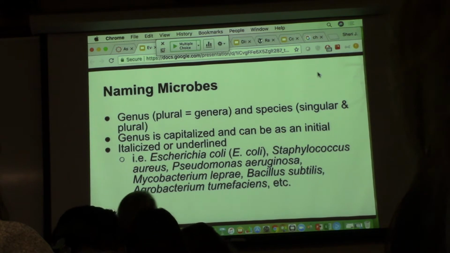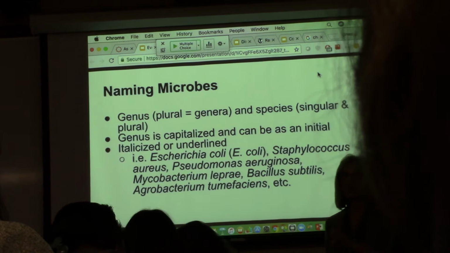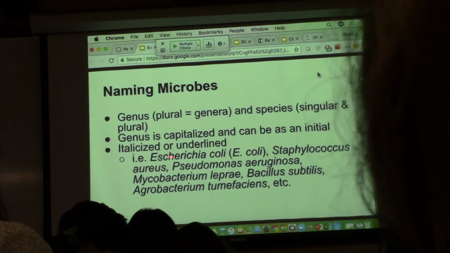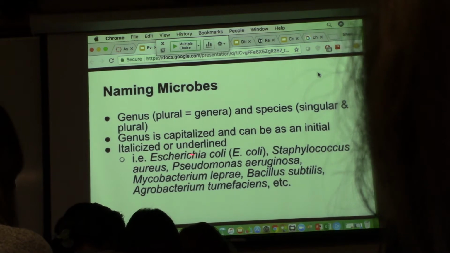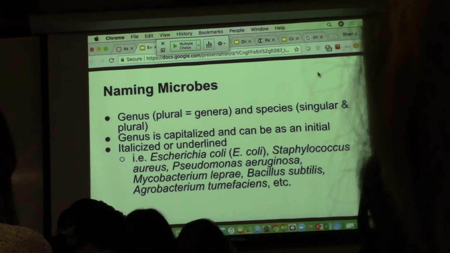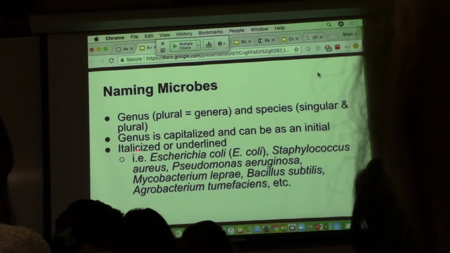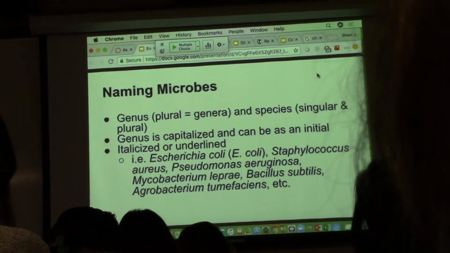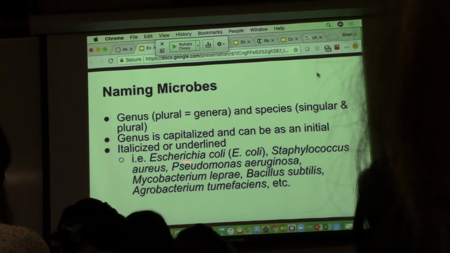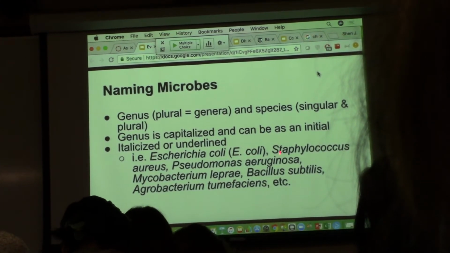When we name a bacteria, we think about the genus and the species. So Escherichia coli: Escherichia is the genus, coli is the species. And we underline or italicize the name. I've italicized it here, but if you're handwriting on a quiz, you would underline Escherichia coli. The genus is capitalized, the species is not. It is acceptable to abbreviate the genus, so E. coli.